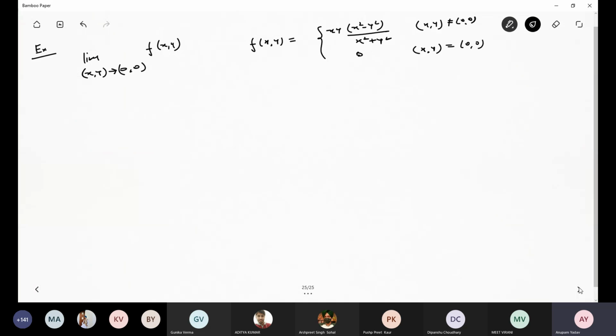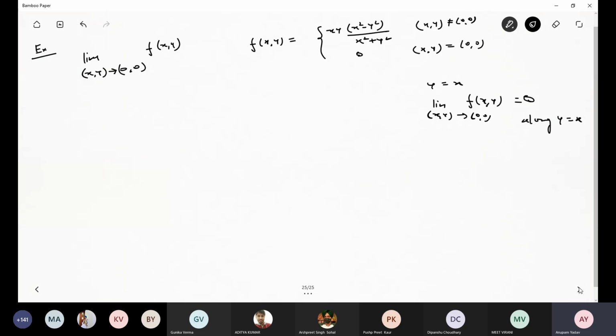So if I choose the path y equals x, so what will happen? This limit, (x, y) tending to (0, 0) of f(x, y), will be 0, because this x square minus y square will become 0. So this is along y equals x. It doesn't mean that immediately this 0 is the limit of this function. This is just a guess that 0 may be the limit.